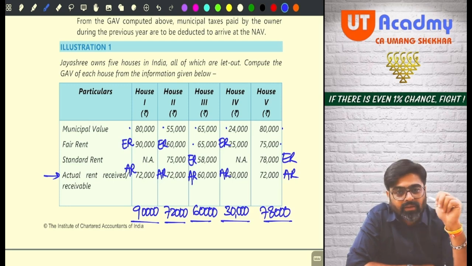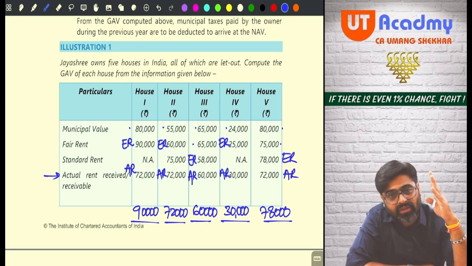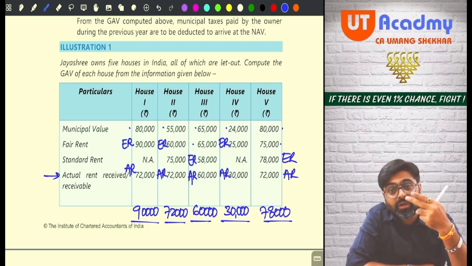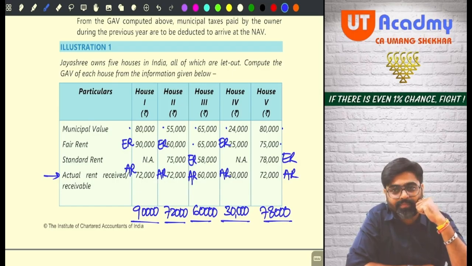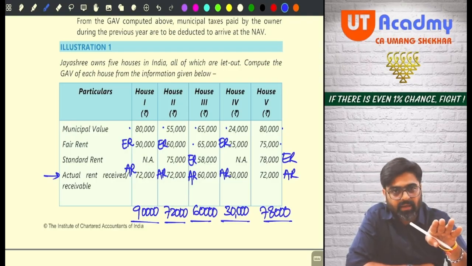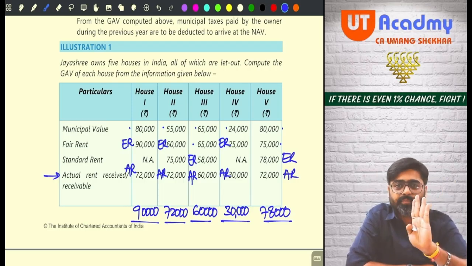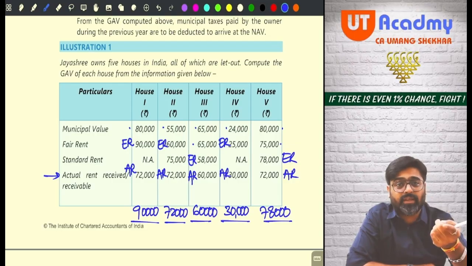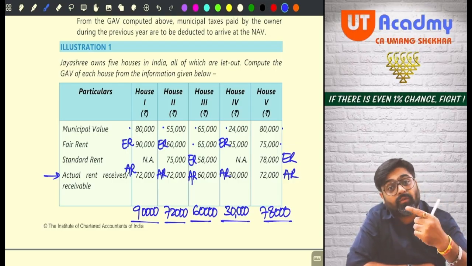So 10 months actual rent, you will not directly compare with expected rent, whichever is higher. Now the vacancy period rent also you are supposed to calculate, and you are supposed to add AR plus VR. If vacancy is there and still actual rent is higher or equal, then we will take actual rent. And if vacancy is there and actual rent is still lower than expected rent, then we will add vacancy rent also.